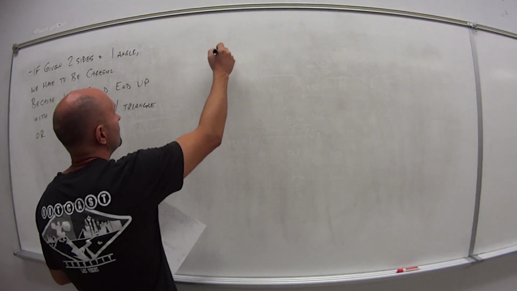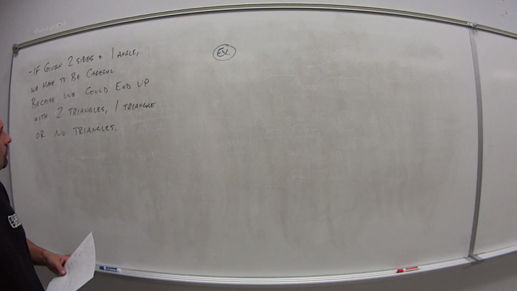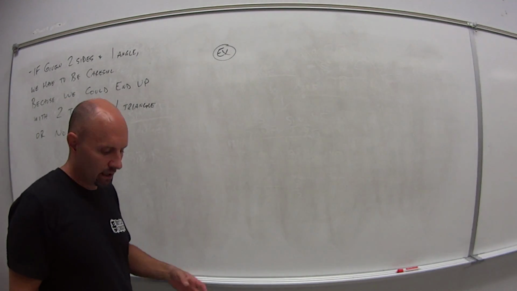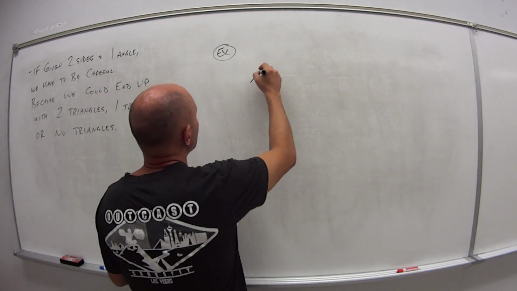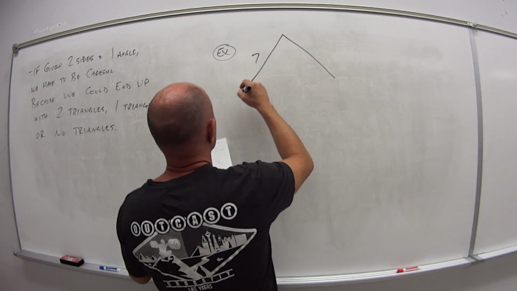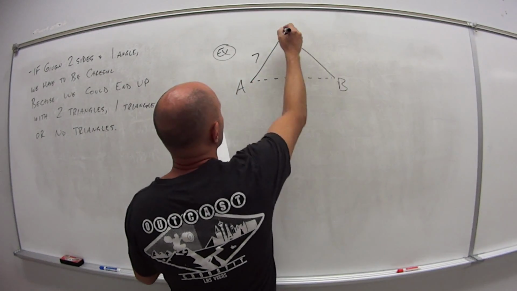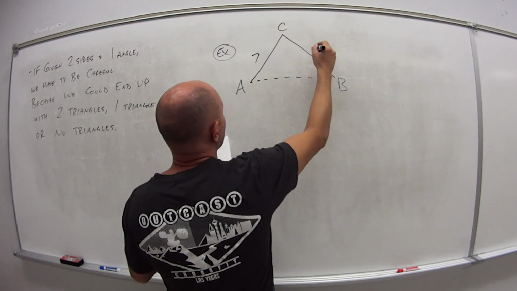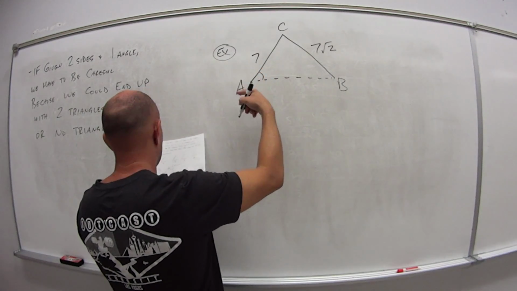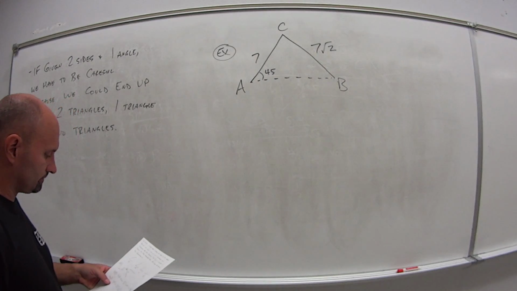So let's look at our first case. Because of this, we need to always check the answers we get. Does it make logical sense? So the first triangle we're going to look at, let's call this ABC. Side A is 7 square root of 2. Side B is 7. And angle A is 45 degrees.